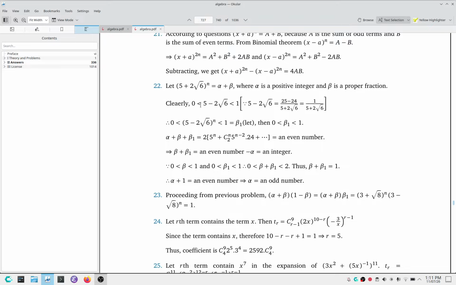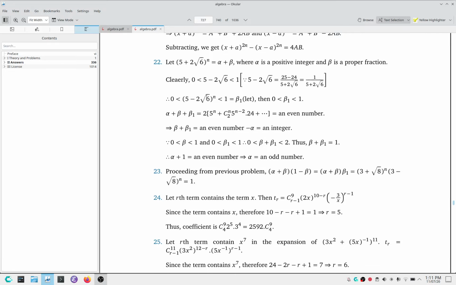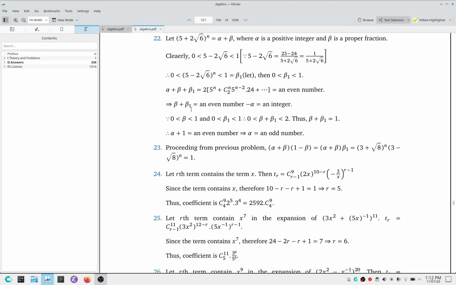Now we know that 0 is less than 5 - 2√6, which is less than 1. From this calculation, we know that. So we raise this to the power n, which is equal to beta 1. Clearly, beta 1 will be between 0 and 1. So alpha plus beta 1, we add these two, we get the even terms here: 2 times [5^n + nC2 5^(n-2) times 24 and so on], which will be an even number. So beta plus beta 1 is equal to an even number minus alpha, which is an integer.